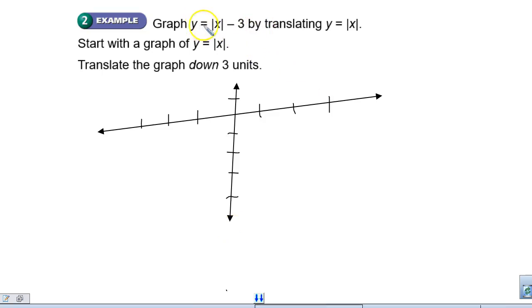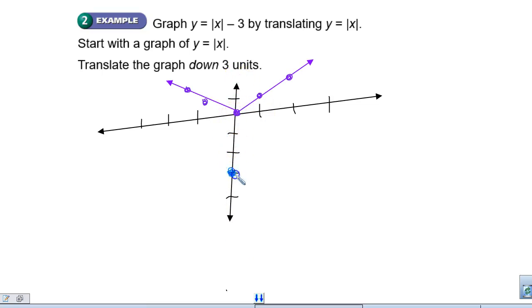So we have to graph y equals the absolute value of x minus 3 by translating y equals the absolute value of x. So I'm going to start with my parent function. I'm going to start at 0, 0, up 1 over 1, up 1 over 1, up 1 over 1, up 1 over 1. So that's my parent function there. And it wants me to translate that graph down 3 units. So I'm going to go on my y-axis here, and I'm going to go down 1, 2, 3.